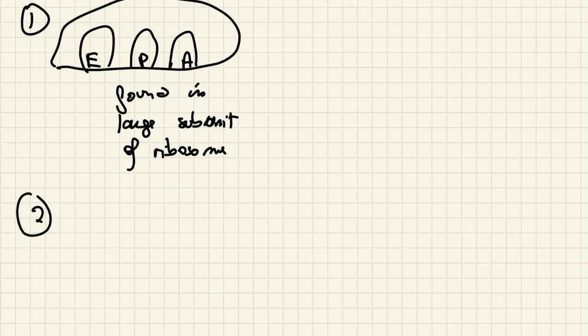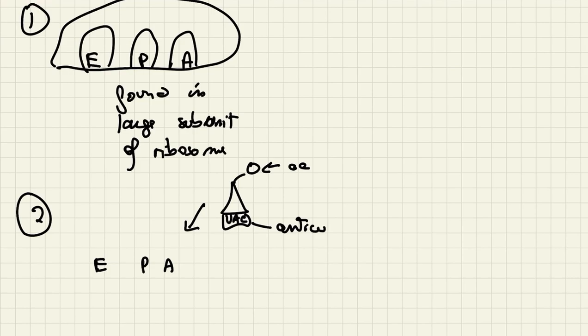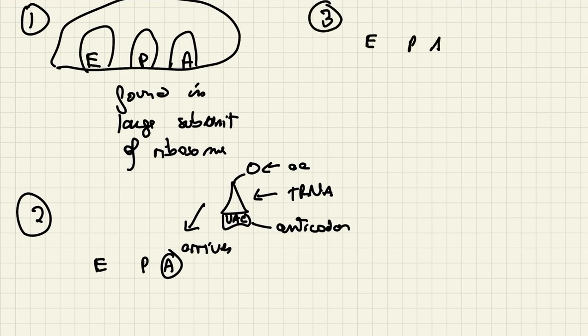Then I would mention number 2. Since you have the E, P, and A already, you can say right here, and I would label my drawing saying that this is the amino acid, and of course I'll write the full word. Here I will have, let's say, UAC, and I will label that this is the anticodon, and that this is the tRNA, and you're going to say that it arrives at the A site.